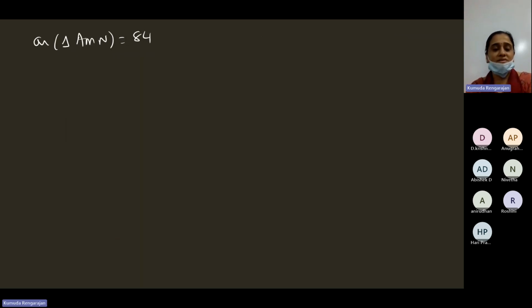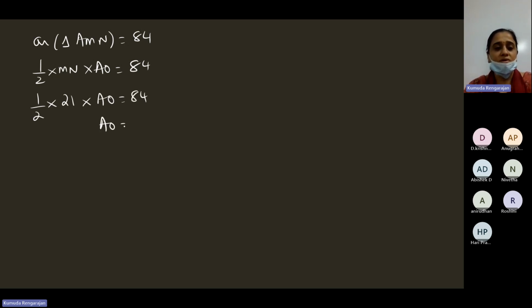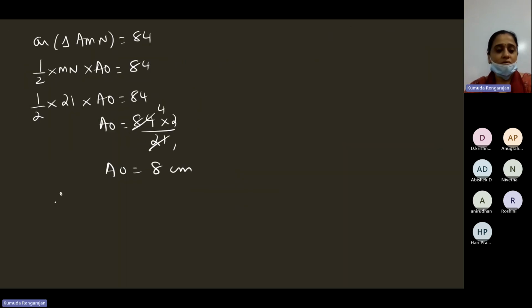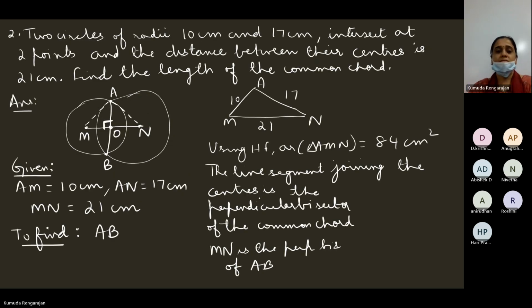Okay, so half into base MN into altitude AO is equal to 84. Half into 21 into AO is equal to 84. So AO is equal to 84 into 2 by 21. So AO is 8 centimeters. So AB is equal to 2 into 8, 16 centimeters. So the length of the common chord is 16 centimeters. Yeah, write down.